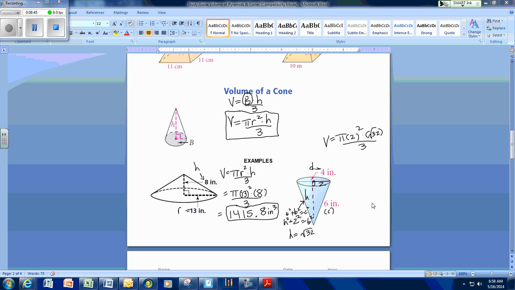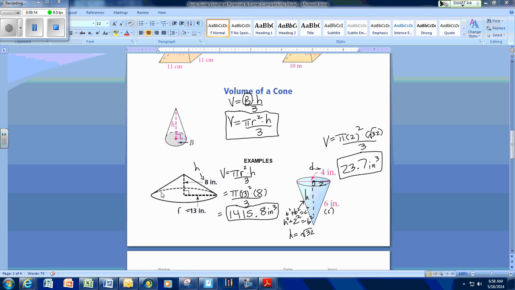Now I can calculate my volume for the cone. Do that properly, you end up getting 23.7, and that would be inches cubed.